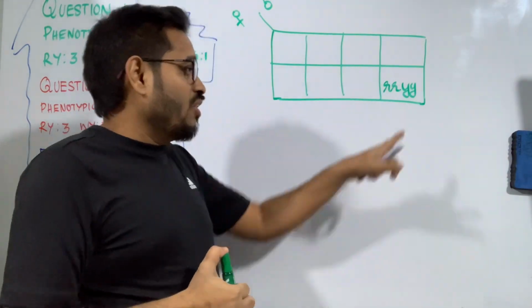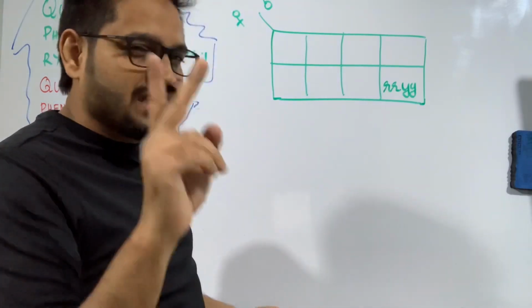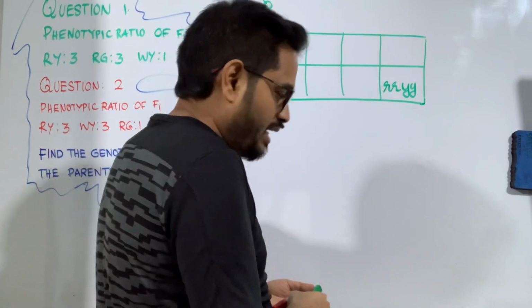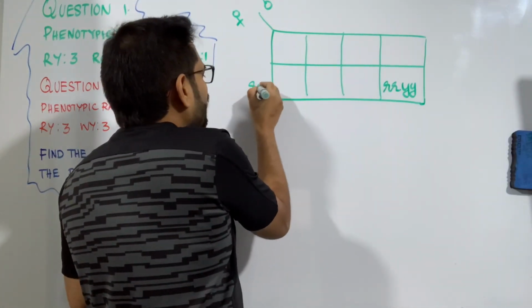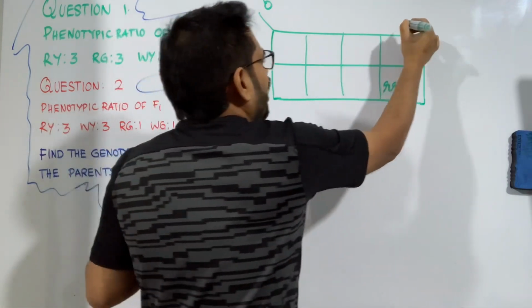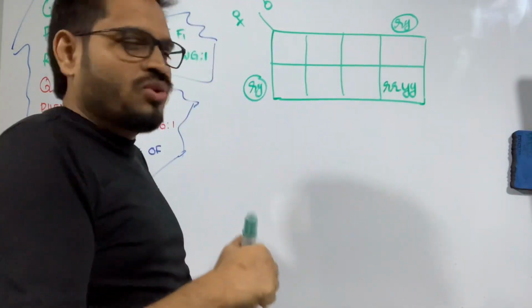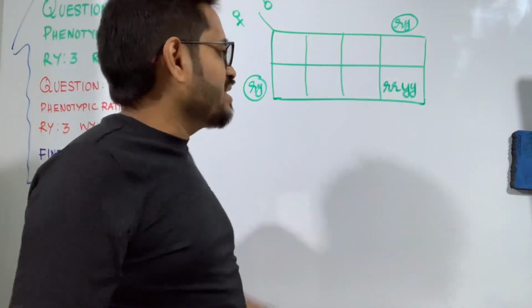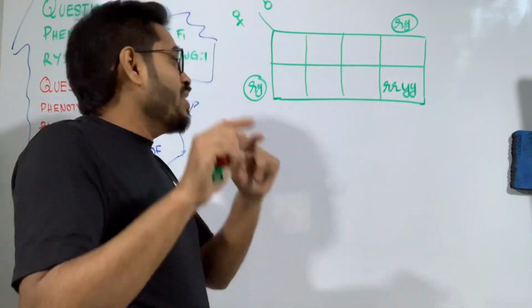Step 3. When we wrote wrinkled green, small r, small y, we are sure that it's made from 2 gametes. What are they? The gamete from one parent must be small r, small y, and the other parent also must give small r, small y. So we have solved 2 gametes now. Remaining is 7 boxes.